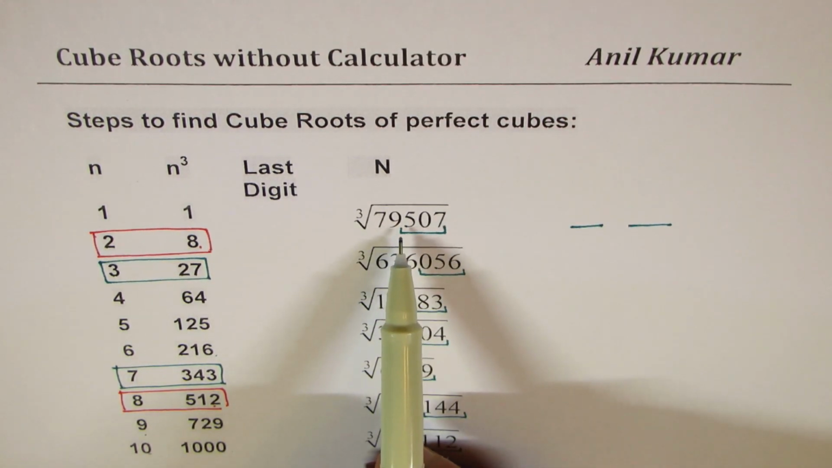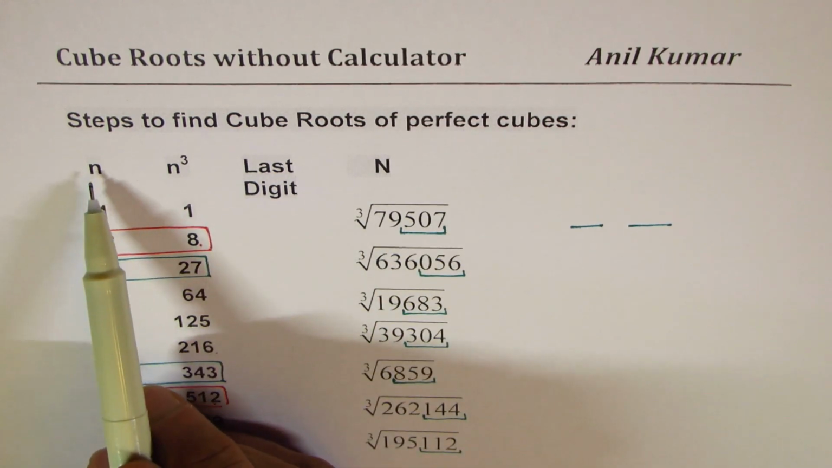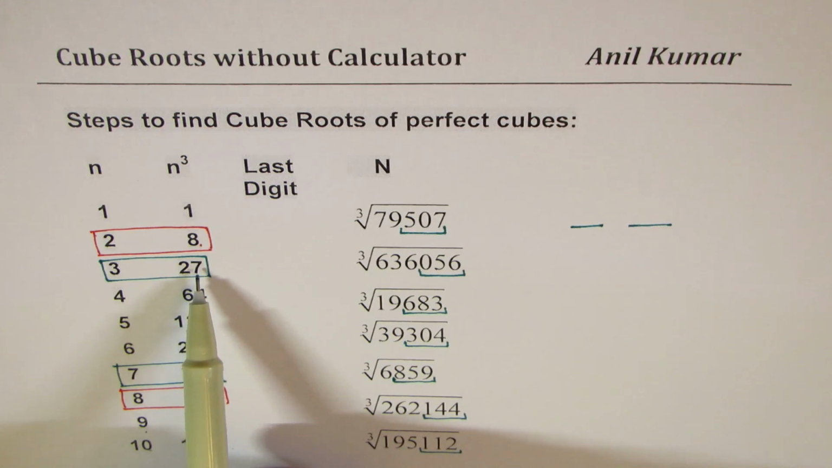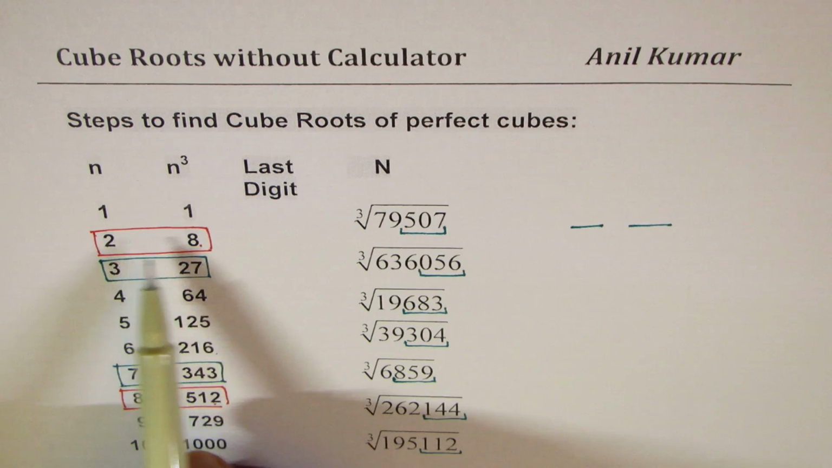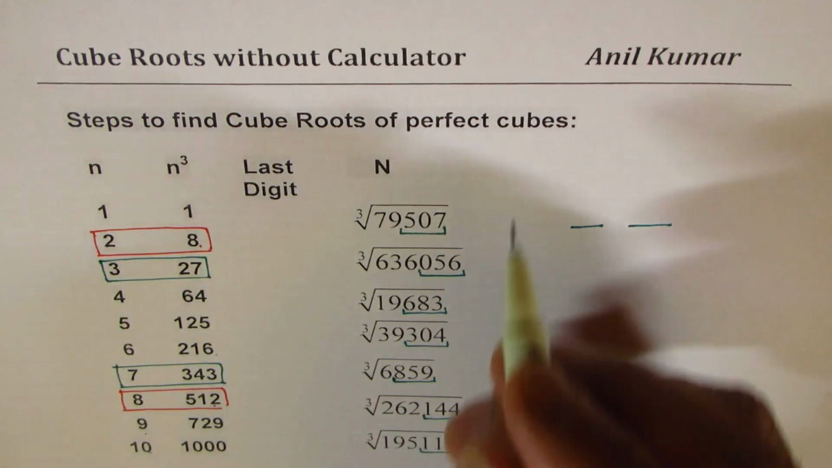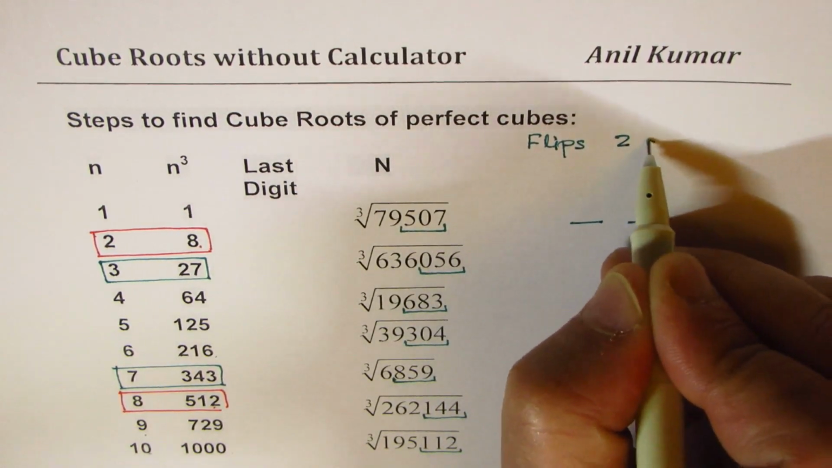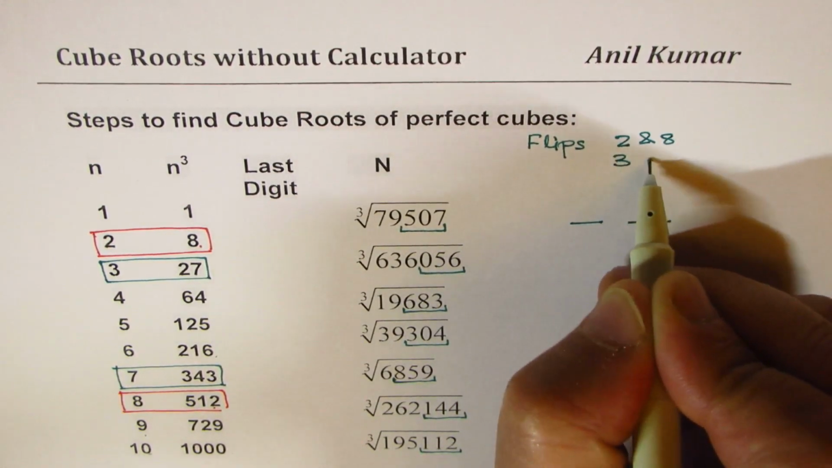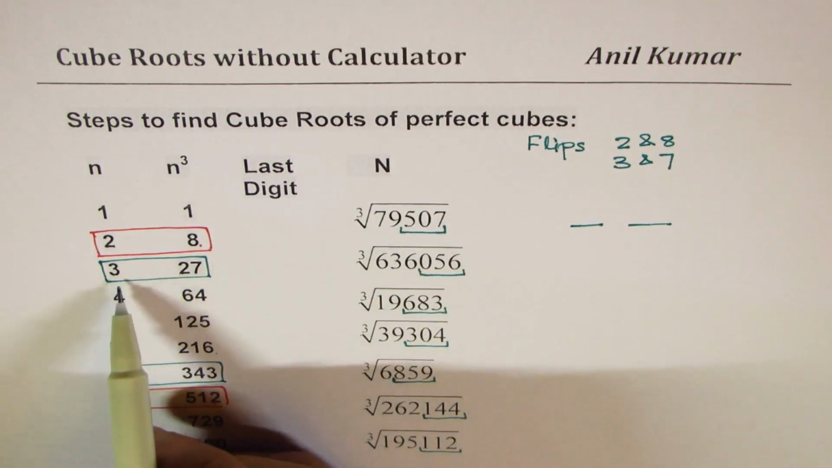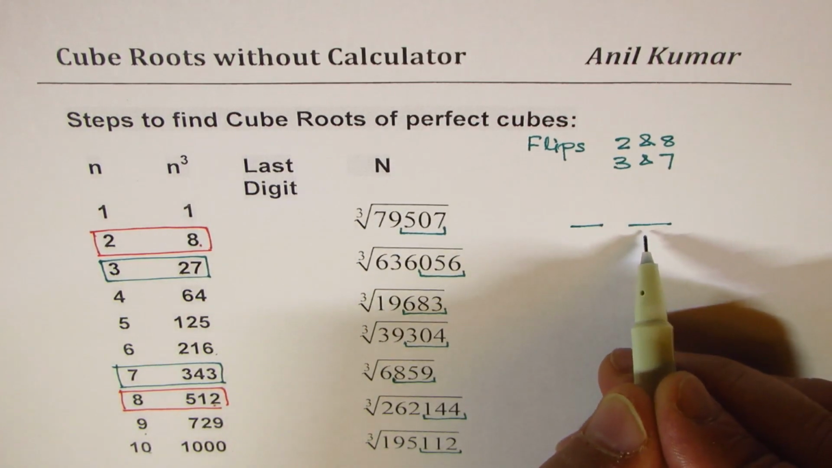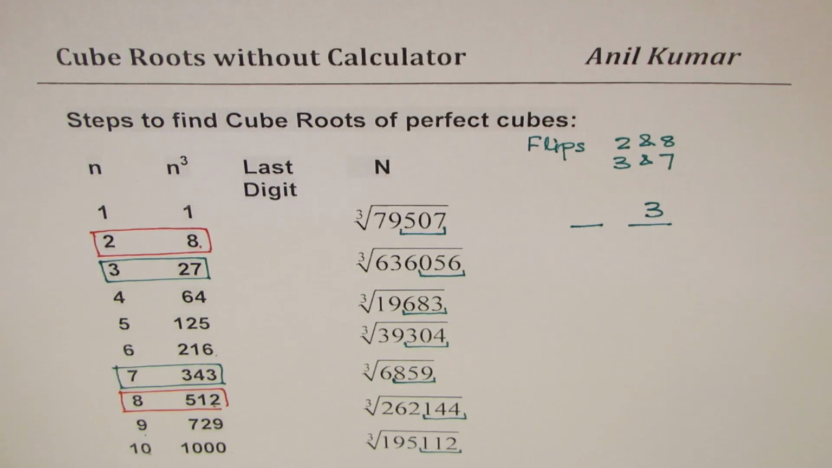Now, in the first one, you can see the last digit is 7. So, what is the value of n for which the last digit is 7? We know the rule. For 3 and 7, it flips. 2 and 8, it flips. Correct? So, we can write down here, flips for 2 and 8 and 3 and 7. So, the last digit 7 is for 3. So, in the ones place, we get 3 as our result.